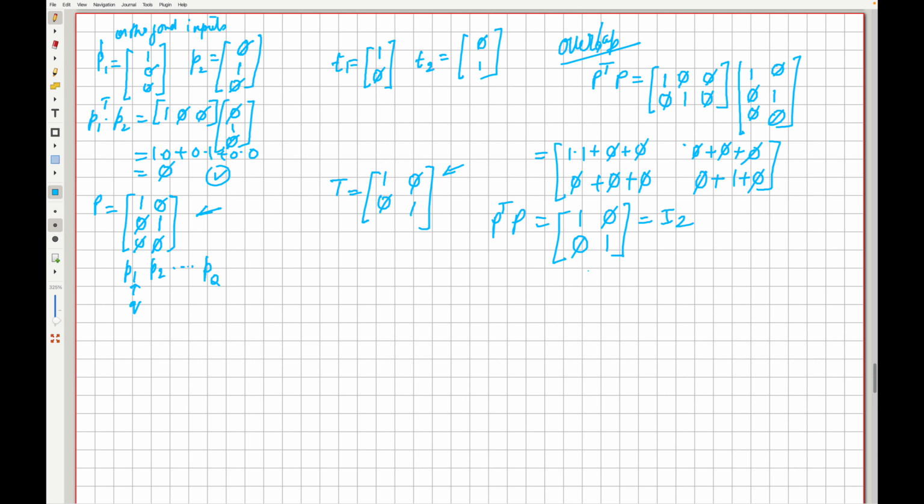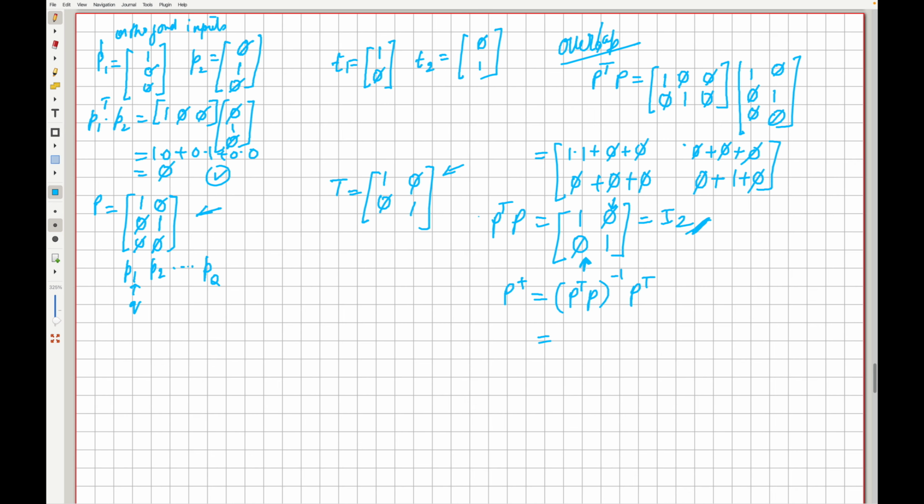A point to note here is that the off-diagonal elements in this particular matrix are 0, and that tells us that there is no overlap between the signals p1 and p2. That is important because if we now calculate the pseudo inverse, P plus is equal to the inverse of P transpose P, times P transpose. The inverse of the identity matrix is the same.